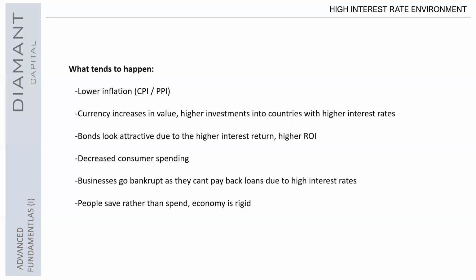Bonds start to look attractive due to the higher return on investment, decreased consumer spending around the economy, so less economic activity. Businesses can go bankrupt as they can't pay back loans, and obviously they default on these. And then, of course, in terms of saving, lots of people would rather save in that economy than spend, which leads to a rigid economy. Of course, people would want that higher return on investment, saving their money, keeping it as cash in banks, rather than spending it in the stock market, which is very risky at the time.